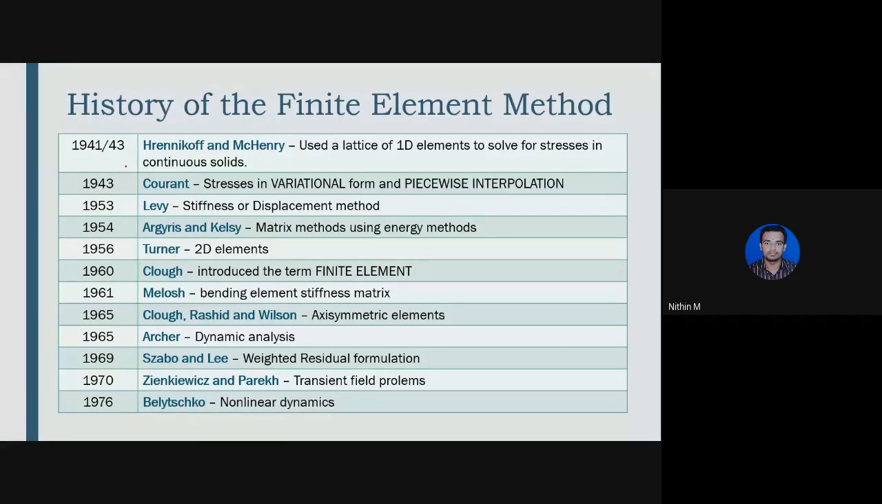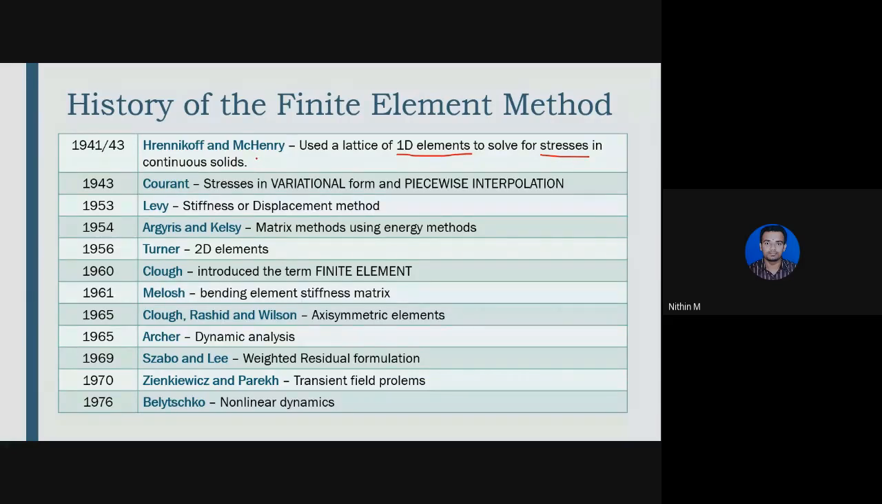So basically, what happened in the year 1941? These two people, Hrennikoff and McHenry, made use of a combination of 1D elements, which we will be discussing in detail, in order to solve problems regarding stress analysis. This basically set the beginning of finite element analysis. The first phase in the development of finite elements started.